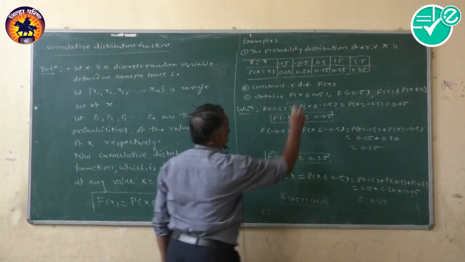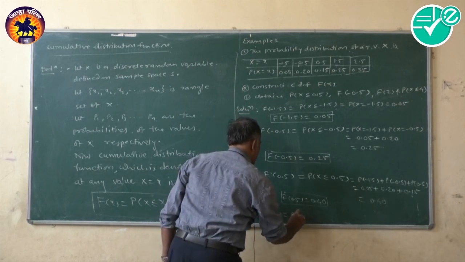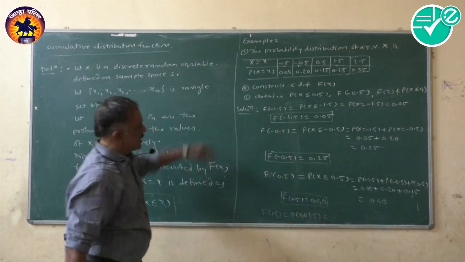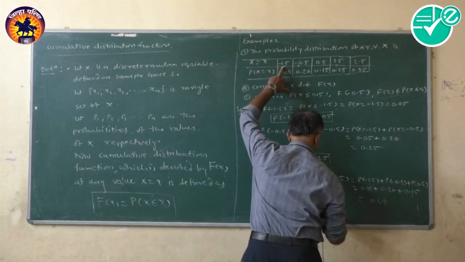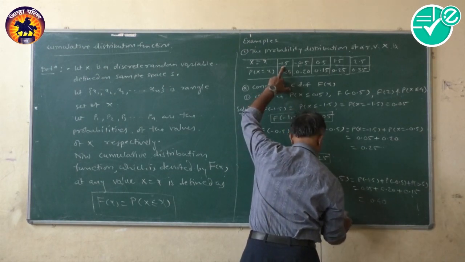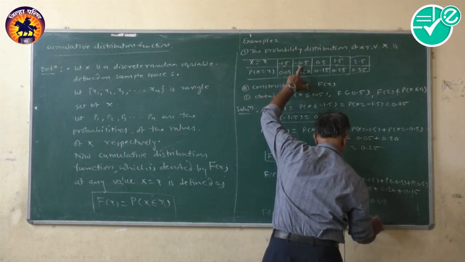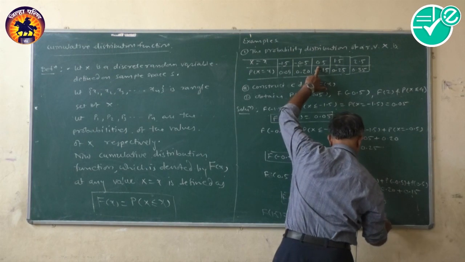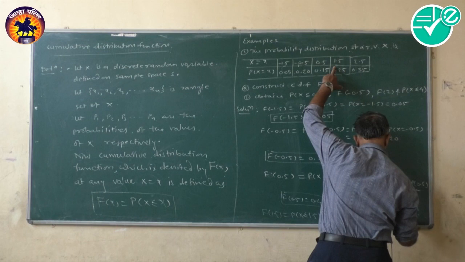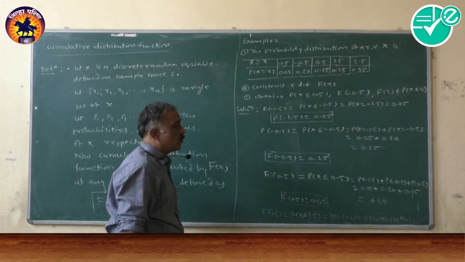F of 1.5 will be the probability that x is less than or equal to 1.5. Naturally the values of x which are less than or equal to 1.5 give the probability at minus 1.5 plus the probability at minus 0.5 plus the probability at 0.5 plus the probability at 1.5. You can check it. It will be exactly equal to 0.65.